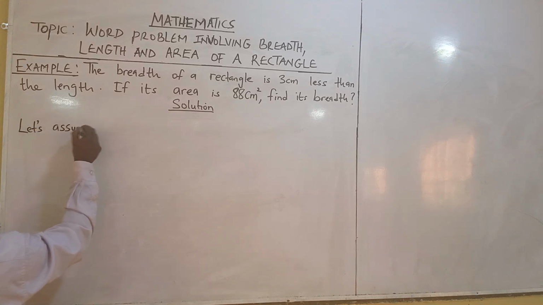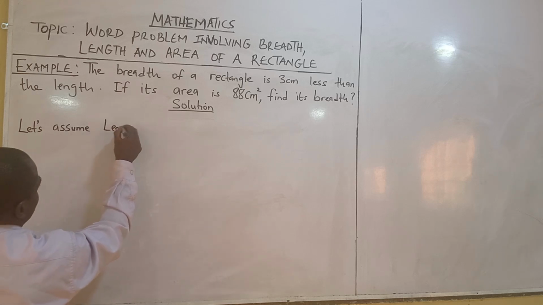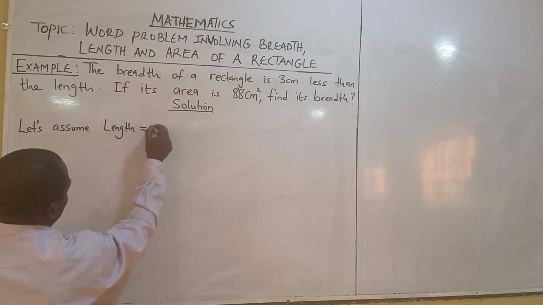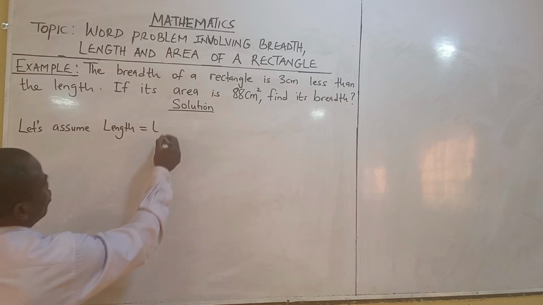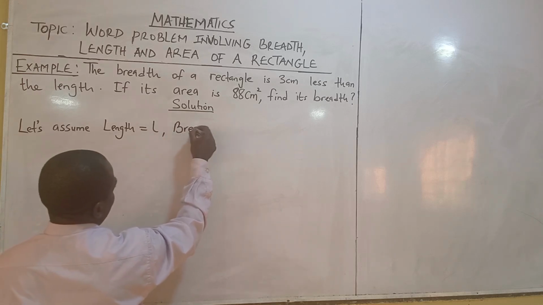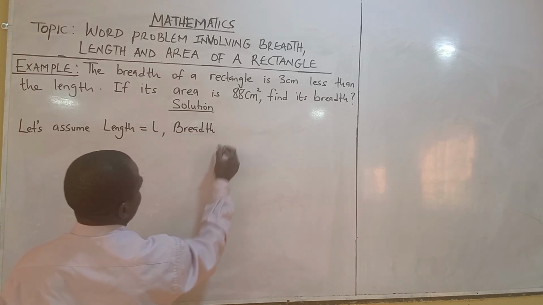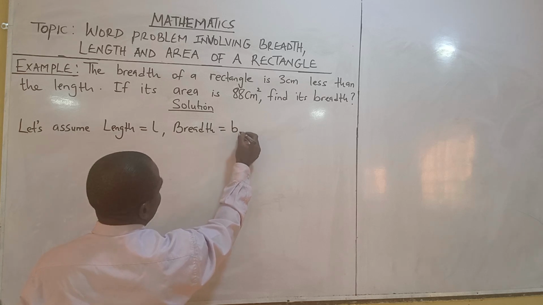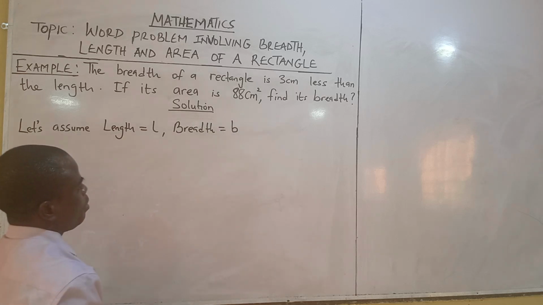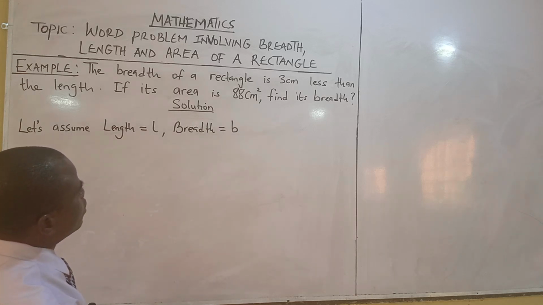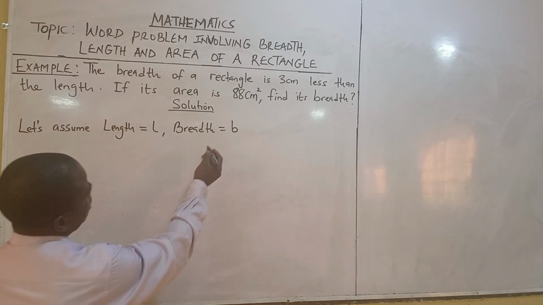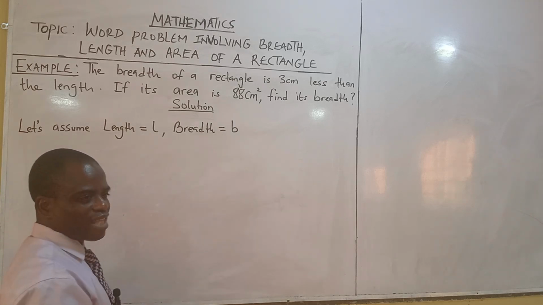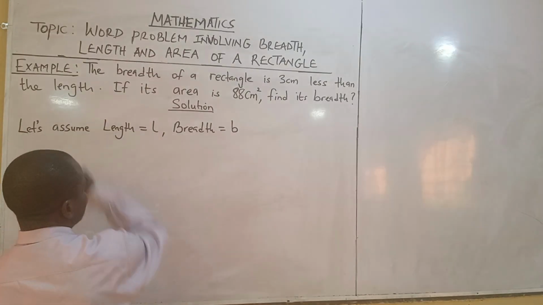Let's assume length equals L, breadth of the rectangle equals B. Is that okay? The breadth of a rectangle is 3 centimeters less than the length.